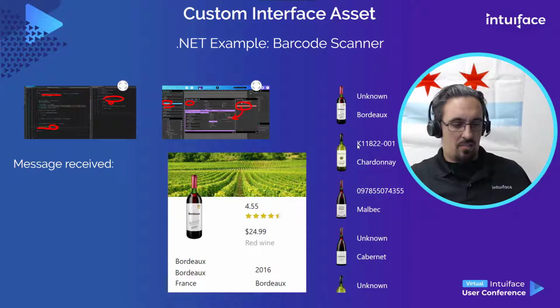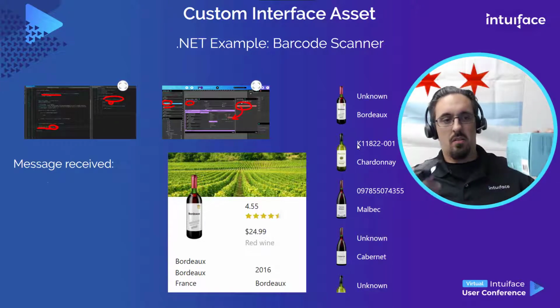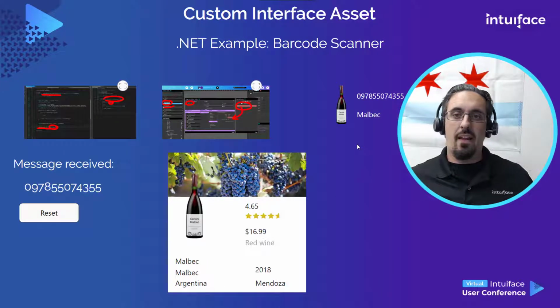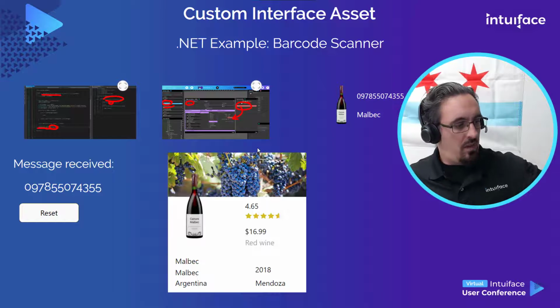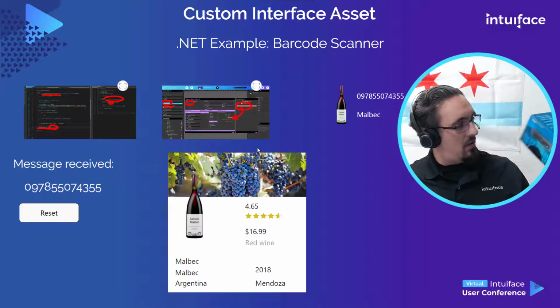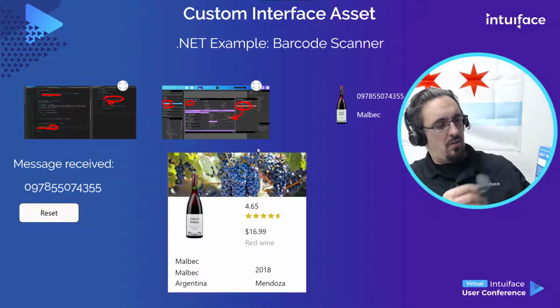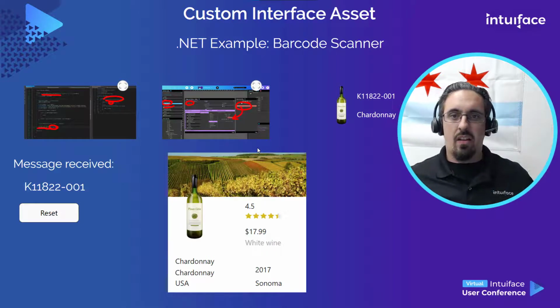my beautiful Malbec, this one, you do see that the filter was applied. In the list here, we have one single remaining item, which is the one we present in what the user would see in the real experience. If I now scan my wonderful Chardonnay, you get the Chardonnay.